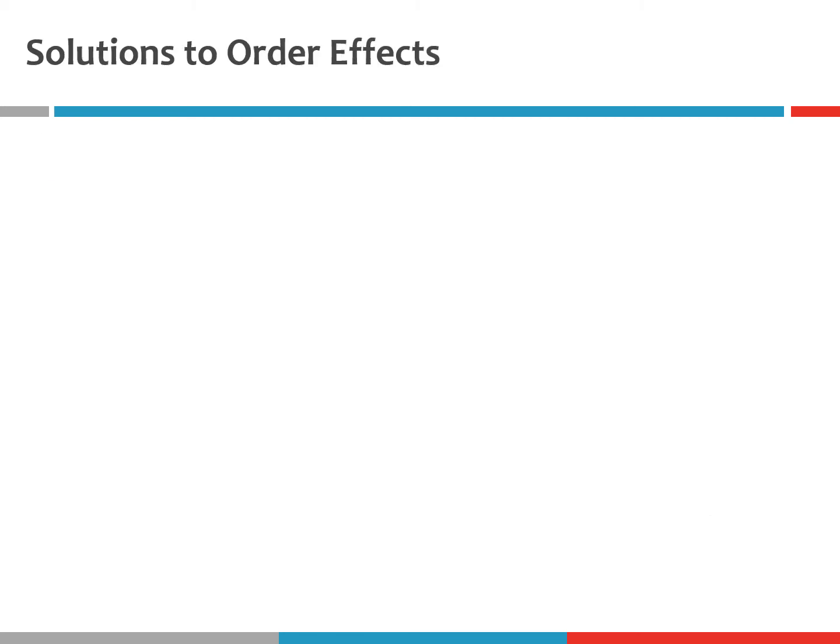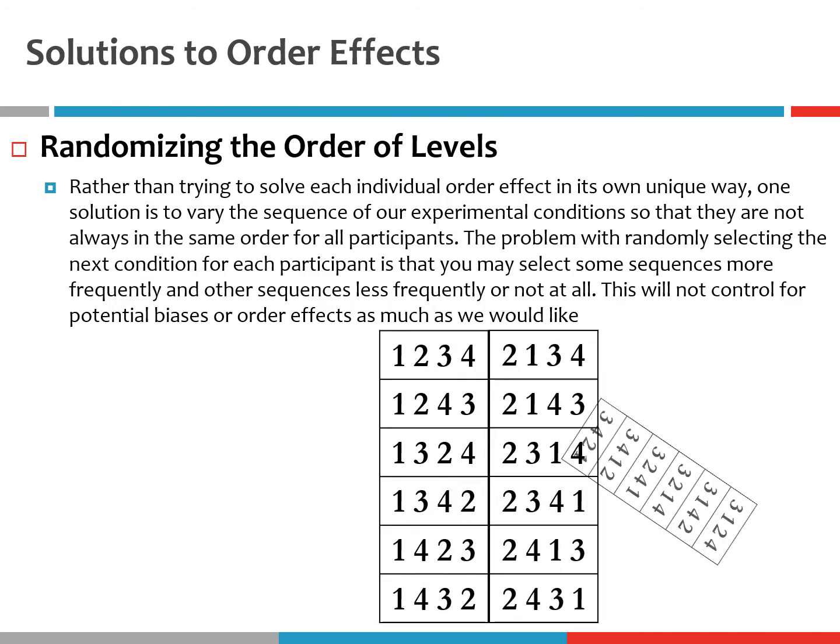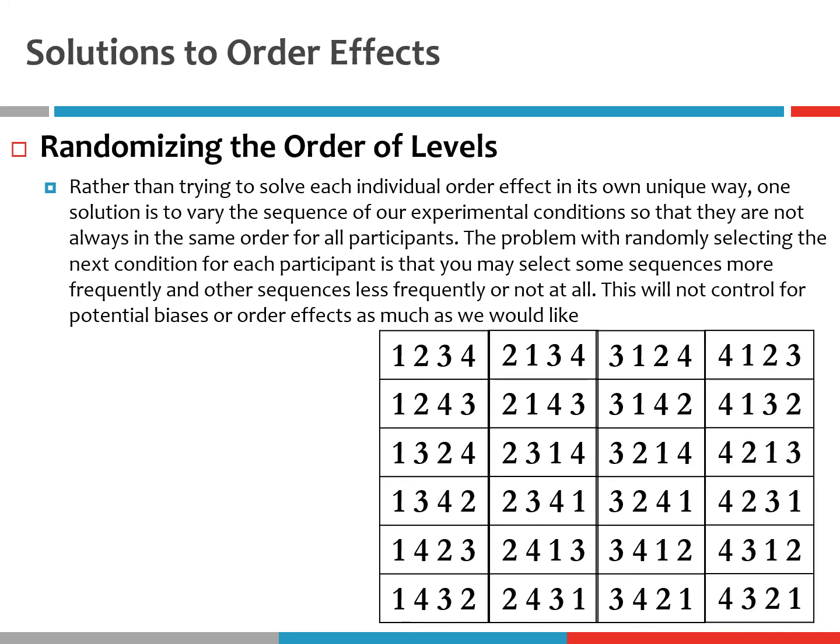So here are the solutions to the order effects, or the problems of order. You can randomize the orders of levels. If I have 4 groups, here are my levels. The first person might get 1, 2, 3, 4 in terms of the treatment. The second person will get 2, 1, 3, 4. The third person will get 3, 1, 2, 4. The fourth person will get 4, 1, 2, 3. And then you keep going. You would randomly assign each participant to one of these groups.